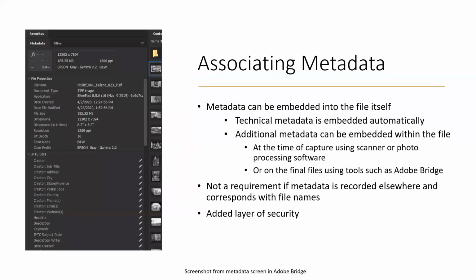You can also embed metadata directly into the files itself. Some metadata gets embedded automatically, such as the technical metadata, which you can see up at the top in the file properties here. And this other metadata can then be embedded within the file, either at the time of capture, using your scanning or photo processing software, or on the final files using tools such as Adobe Bridge, which is what I've included in the screenshot here. So in this example in Bridge, you can see the metadata that's already associated with these files, and then all the different fields I can add text into. And then this would then be embedded into the file info of the digital file.